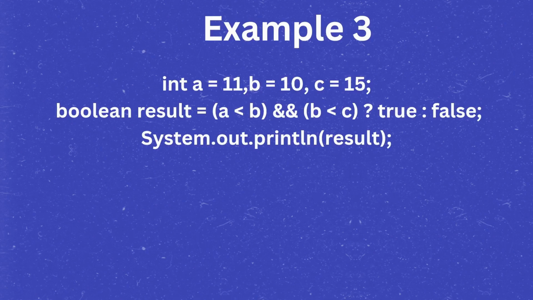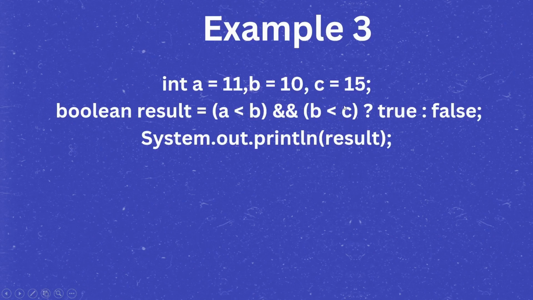Is a less than b? a is 11 and b is 10. So is 11 less than 10? No. So this becomes false, right? The first condition over here is becoming false. And then we have an AND operator. So are you going to execute this part of the expression? No, because no matter what result this gives, the result is going to be false itself, because the left side of the AND operator has already become false. So there is no need to execute this part. So the result of the complete condition part is false.